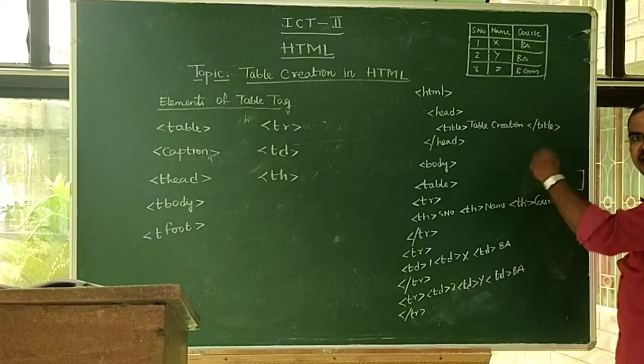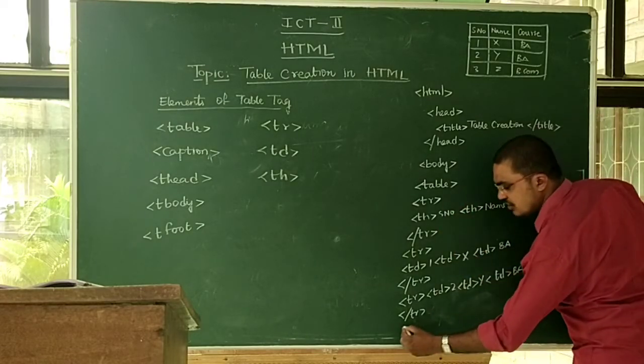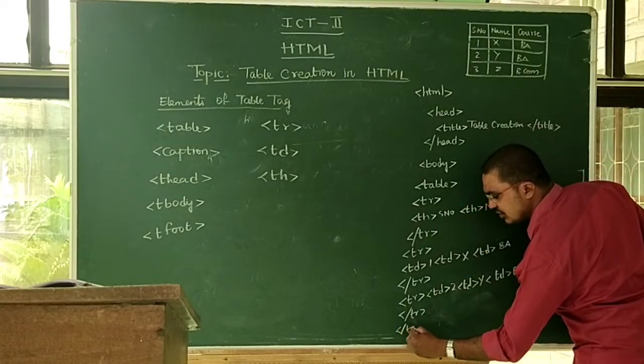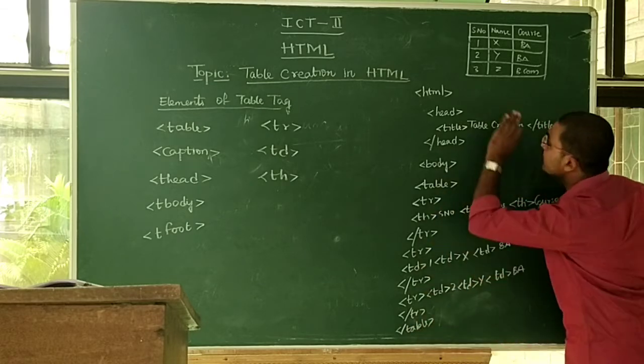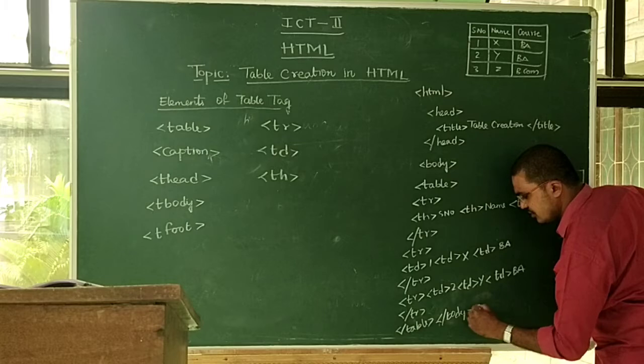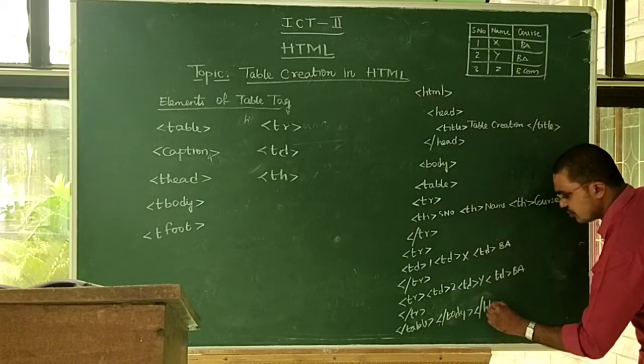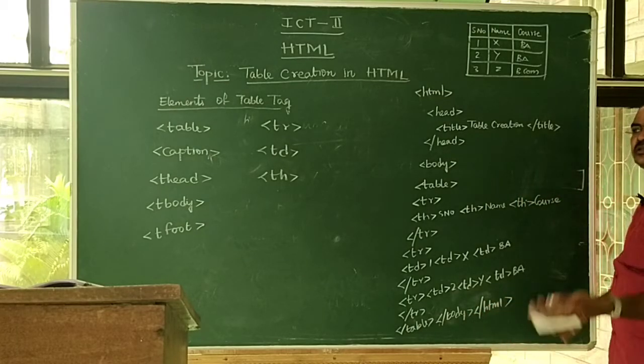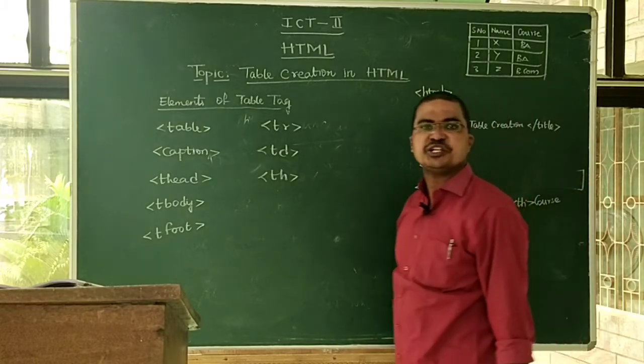So again and again you write the same procedure. After your table is completed, you close the table tag. Now the table is ended. Close the body tag, and the program is also ended. Close the HTML tag. This is the way to create a simple table in HTML.